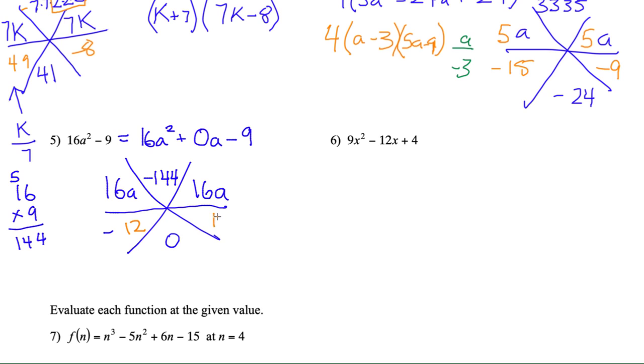So 12 and 12. And can we reduce these? We can indeed reduce them. They both get reduced and they look like this. I'm going to divide the top and bottom by 4. 16 divided by 4 is 4. 12 divided by 4 is 3. 4a over negative 3. And my final answer is 4a minus 3 times 4a plus 3.